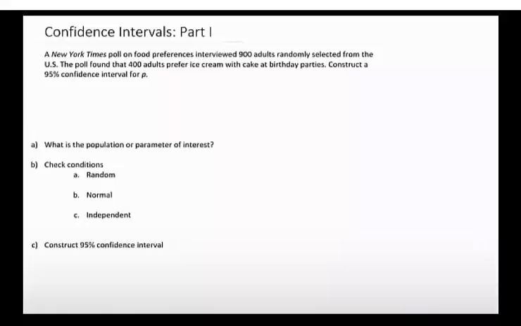Confidence intervals are actually pretty fun. They deal with the same type of thing that we've been doing. The first one that we were doing were proportions. The next day we'll do means, and so you can kind of see the comparison between them.